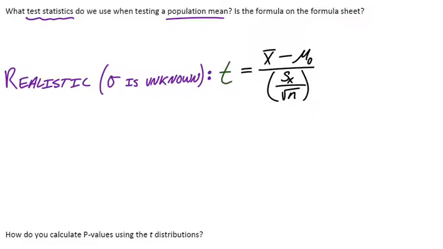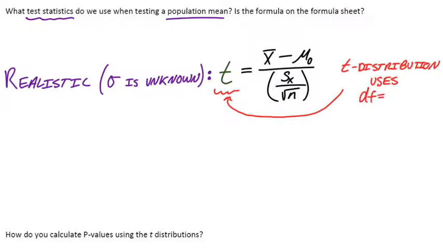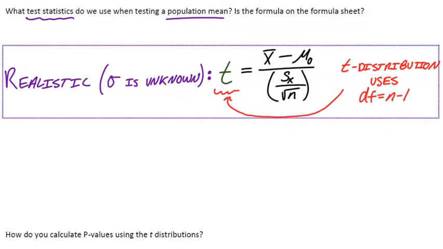And the other really important thing that's unique to the t-distributions is that you have to say what the degrees of freedom are, right? So you always have to mention, for means, when you use a t test statistic, what degrees of freedom you used. And that's a really simple formula, right? It's just one less than the sample size, n minus 1. So this is the realistic formula, the practical one that we'll use to get our test statistic. It's going to be a t-score, and here's how you calculate it.